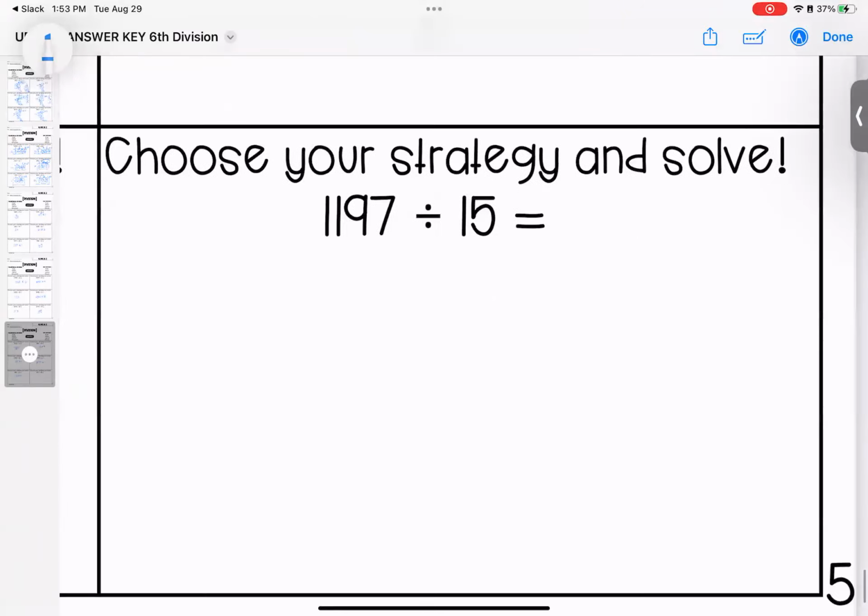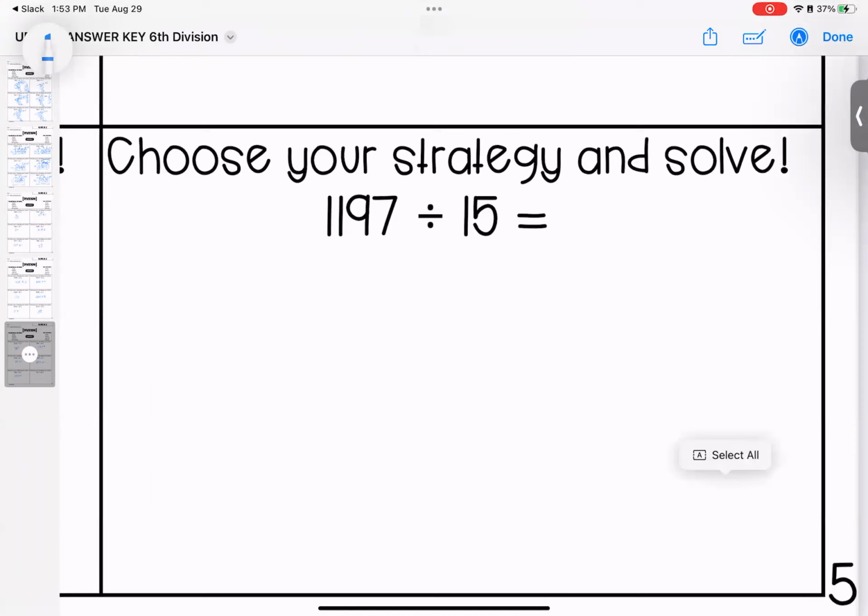And then our last one for this page and this week, 1,197 divided by 15. It is going to have 79 groups. It does have a remainder of 12. If you have questions on these pages or this unit, please go ahead and bring them with you to class.